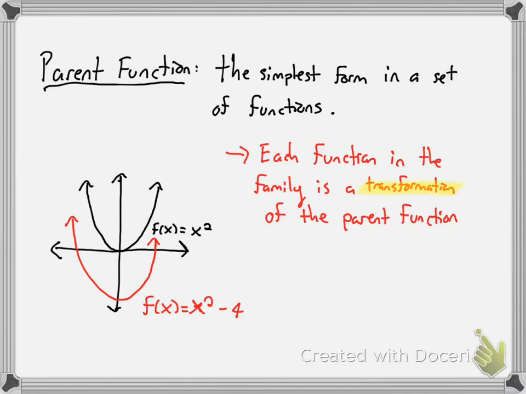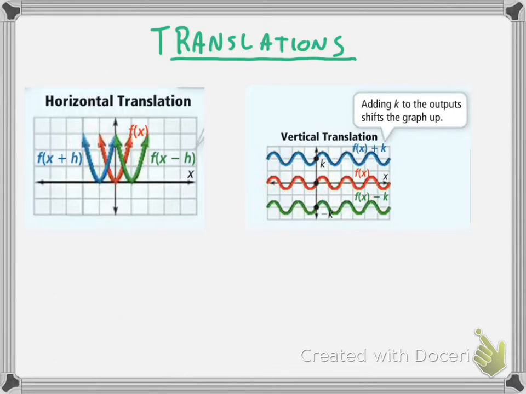units. So in this video, we're going to be looking at different ways that you could transform from your original or parent function. The first kind of transformation we're going to look at is translations. You could have horizontal translation or vertical. So you could shift left, right, and up and down.